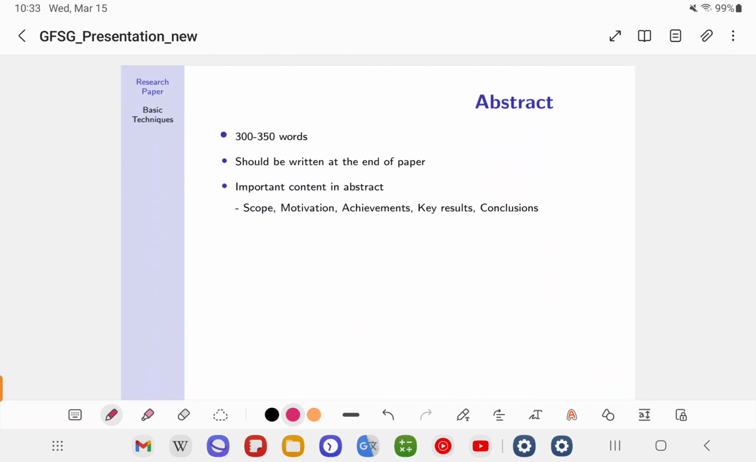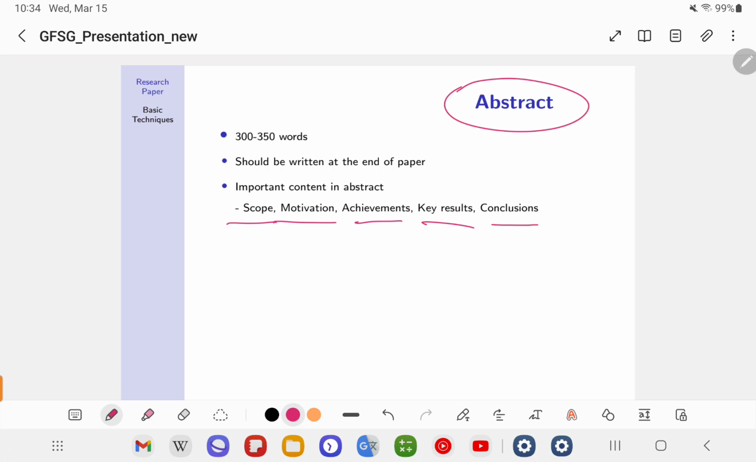Abstract. Usually the abstract is to be written in the end, but you can prepare an initial draft, which will give you an idea of the story or the flow of the paper. Important points while preparing the abstract: you should mention the scope of the study, motivation, achievements, key results, and one or two conclusions. If you go through any research paper, you will find these 4 or 5 points.